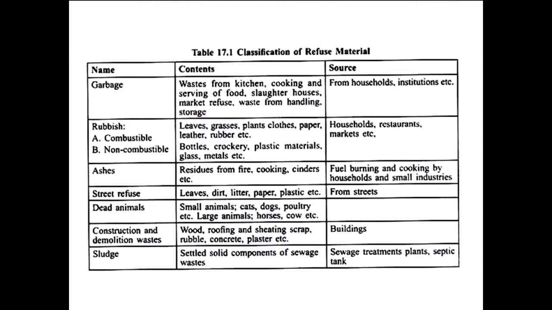Right, this is all about classification of refuse materials. We've got garbage, which is waste from kitchen, cooking, serving, slaughterhouses. Then we've got combustible and non-combustible rubbish. So some obviously can burn up and others can't. For example, you've got your packaging for your food. Bottles, for example, plastics and so on. I mean, plastics can burn, I guess, but glass less likely so. We've got ashes, residue from fire, cooking, cinders, etc. So that could be just thrown away.